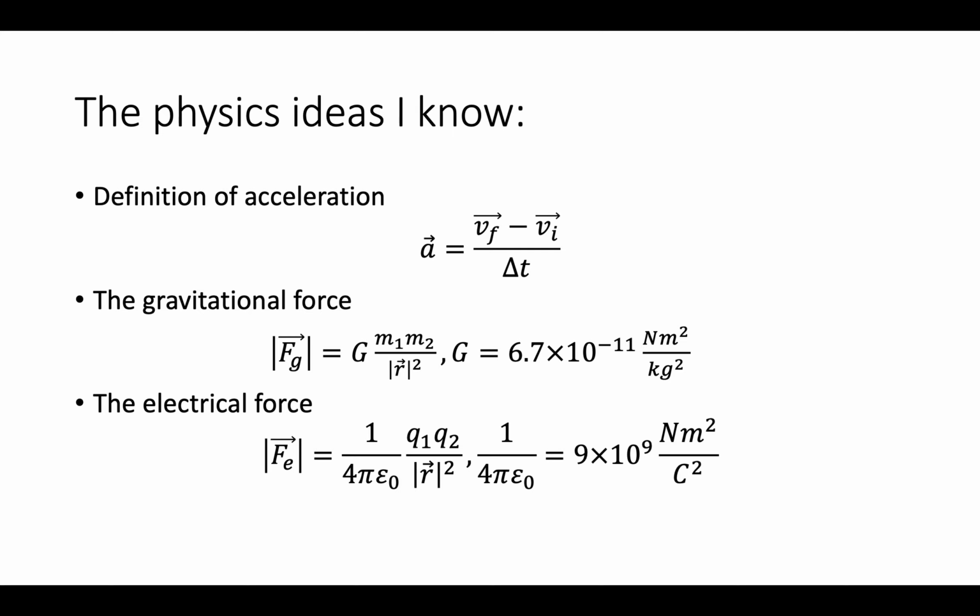And the third one is the electrical force. It is equal to 1 over 4 pi epsilon 0 times the charge of one particle and the charge of the second particle divided by the distance between these two particles to the power of 2. Notice that I used the magnitude format here because I only learned about magnitude format back in my high school.